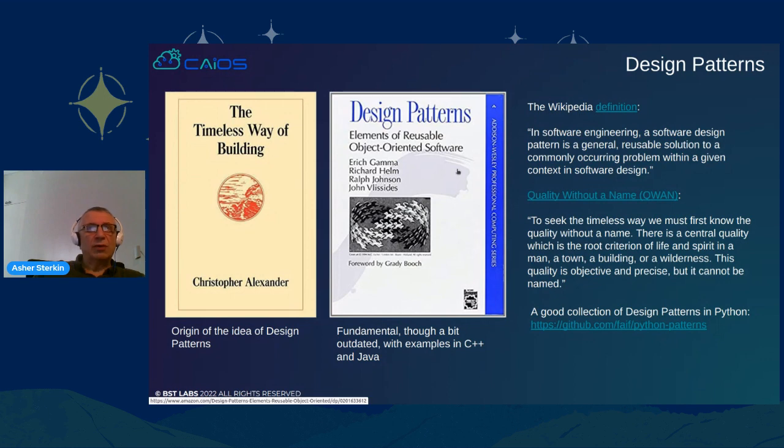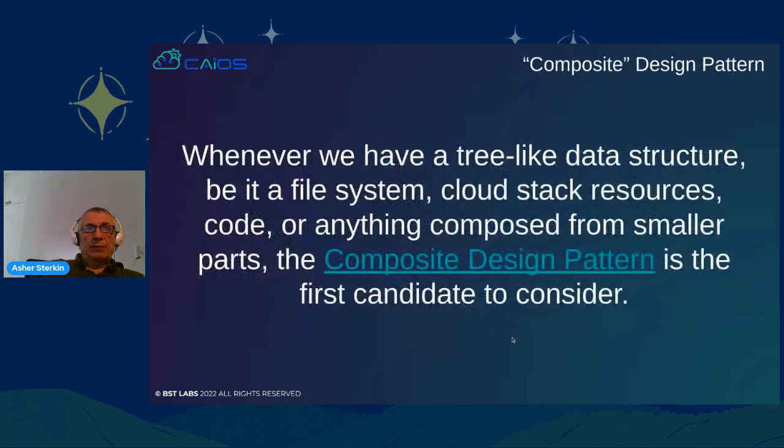It's a book called Gang of Four. It's still fundamental in this area, but the examples are a bit outdated. They are mostly in C++ and Java. There's a good GitHub repository with examples of implementing design patterns in Python. So we recommend it. Let's move on. So, the composite design pattern.